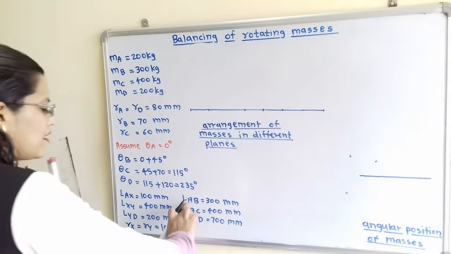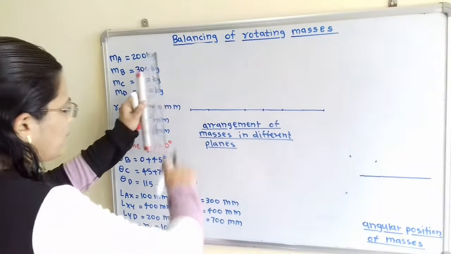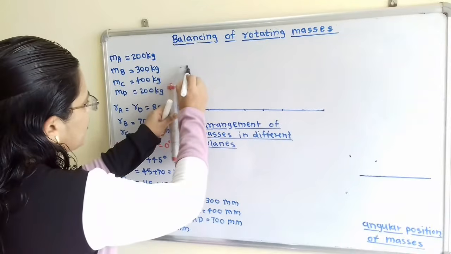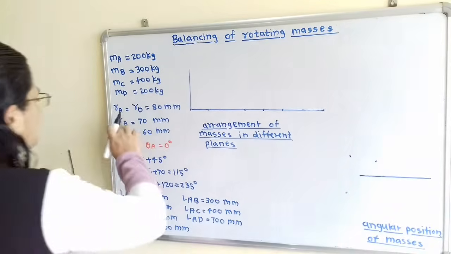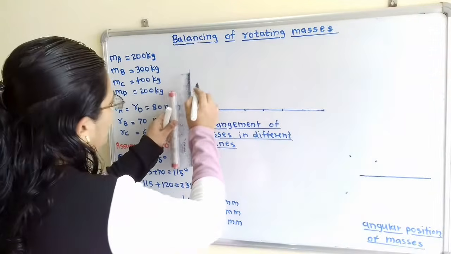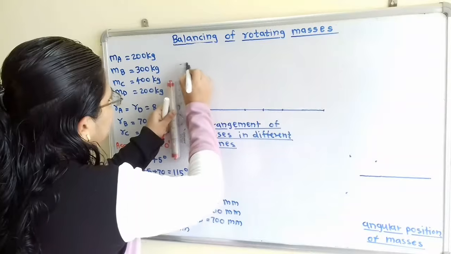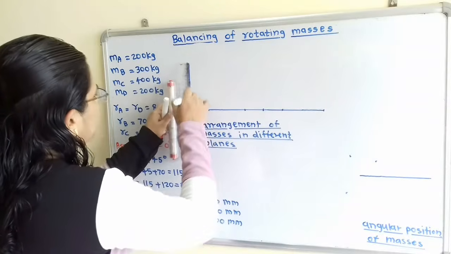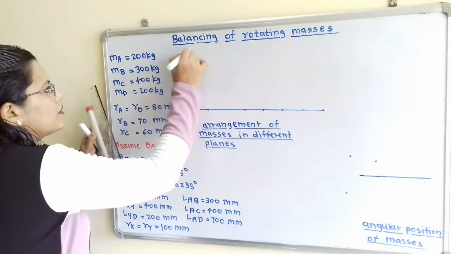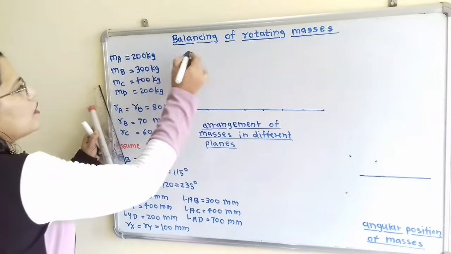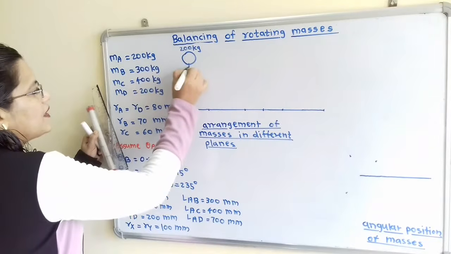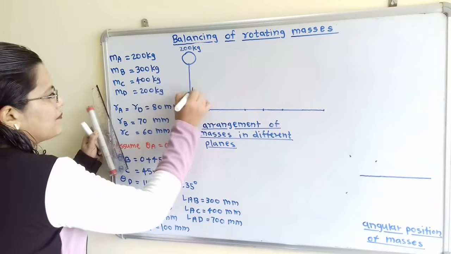So we will take here LAB. First we will plot the A. What is the radius of rotation for this A? The radius of rotation is given 80 mm. So we will take the approximate distance, that is equal to 8 cm, and we will mark here this mass MA. So this mass MA is 200 kg. So we will mention here 200 kg, and this is the plane A.